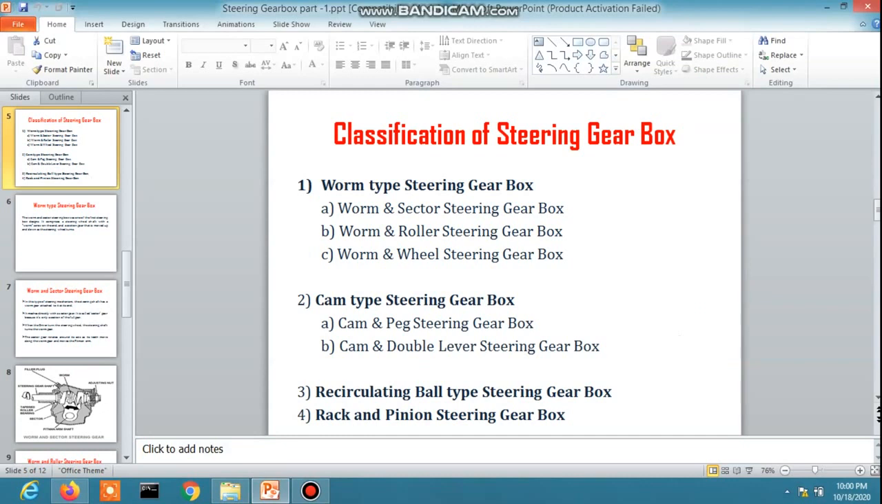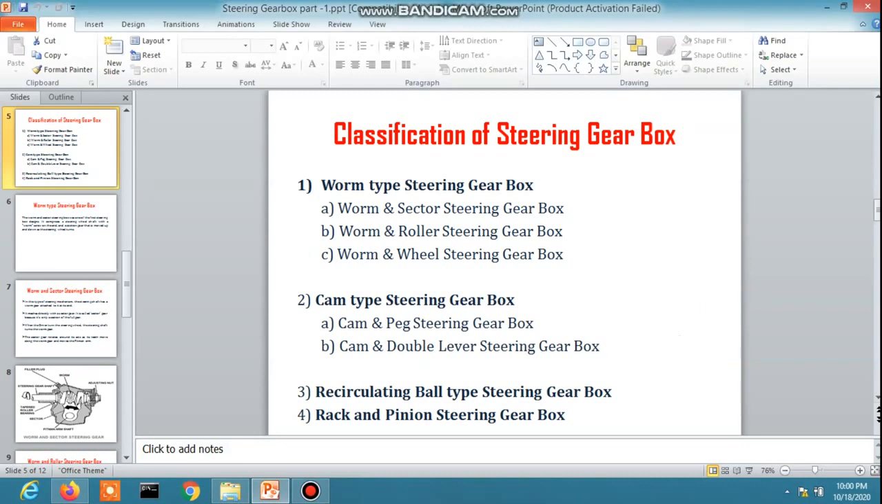First, worm type steering gearbox. Second, cam type steering gearbox. Third, recirculating ball type steering gearbox, and fourth, rack and pinion steering gearbox. Now we go with the worm type steering gearbox. There are some types of it.